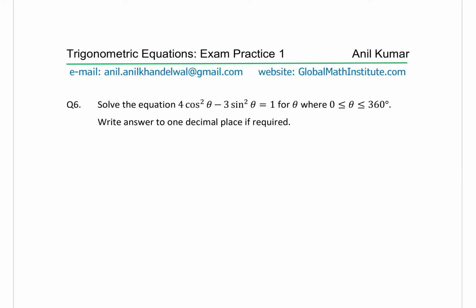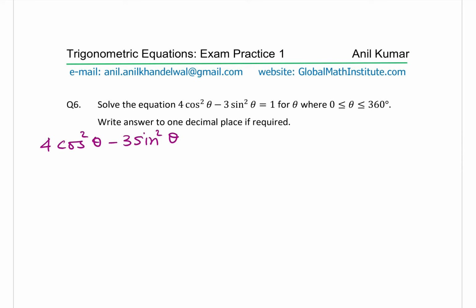Question number 6. Solve the equation 4 cos square theta minus 3 sin square theta equals 1 for theta, where theta is between 0 to 360 degrees. Write the answer to one decimal place if required. So here we have a quadratic type of equation, which is 4 cos square theta minus 3 sin square theta. Now earlier we had equations concerning cos theta and sin theta. There we divided by cosine to get tan theta. In this particular case, what should we do?